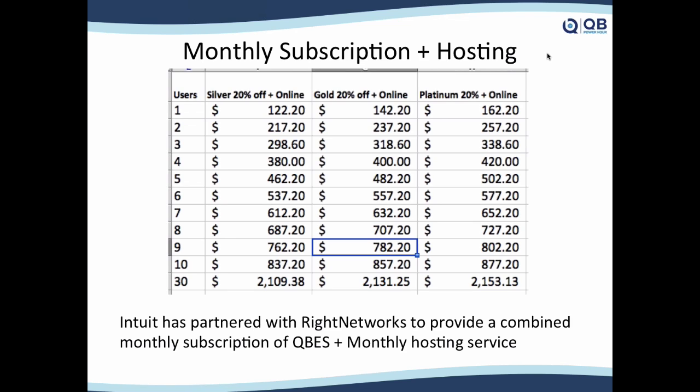So what we do is we take the core product and we offer the 20% discount, and then we add the $55 per user, and we give the client one price. And we say, look, you can go out there, purchase a server, set it up, and purchase Enterprise. Here's the price.